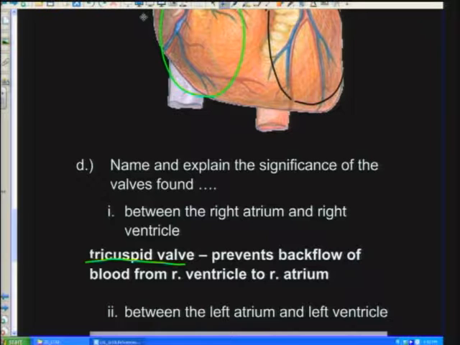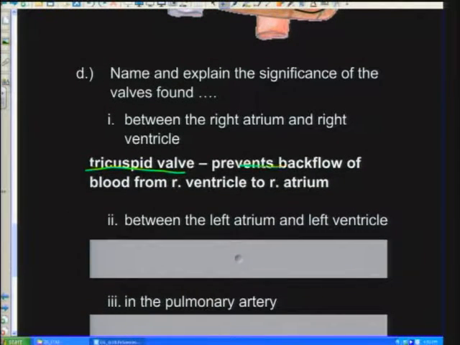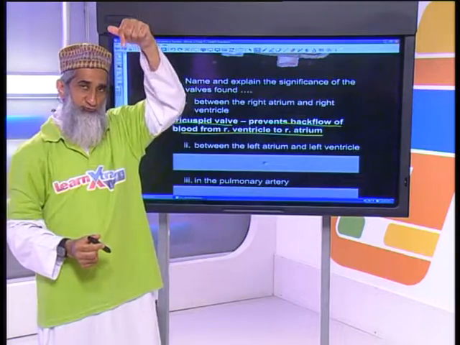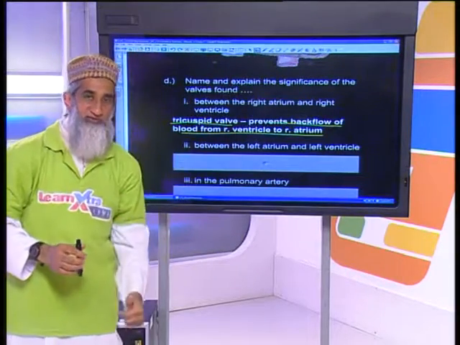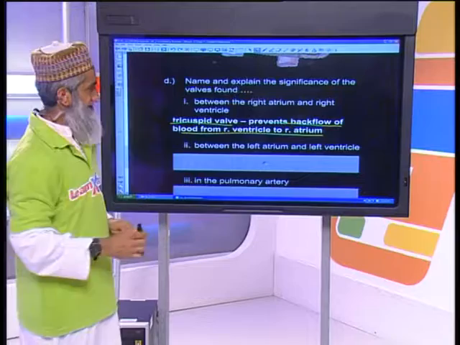Tricuspid valve. What's its job? What's its function? It prevents backflow of blood from the right ventricle to the right atrium. In other words, it allows blood to flow from atrium to ventricle, but it doesn't let blood go back up.